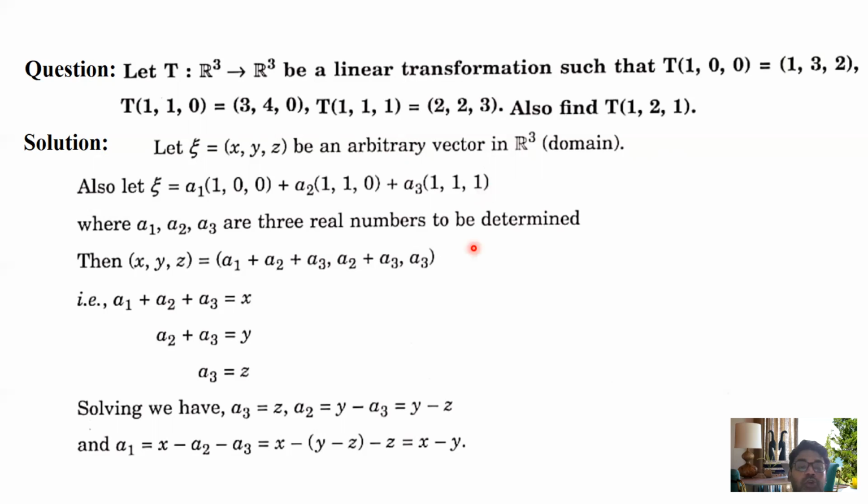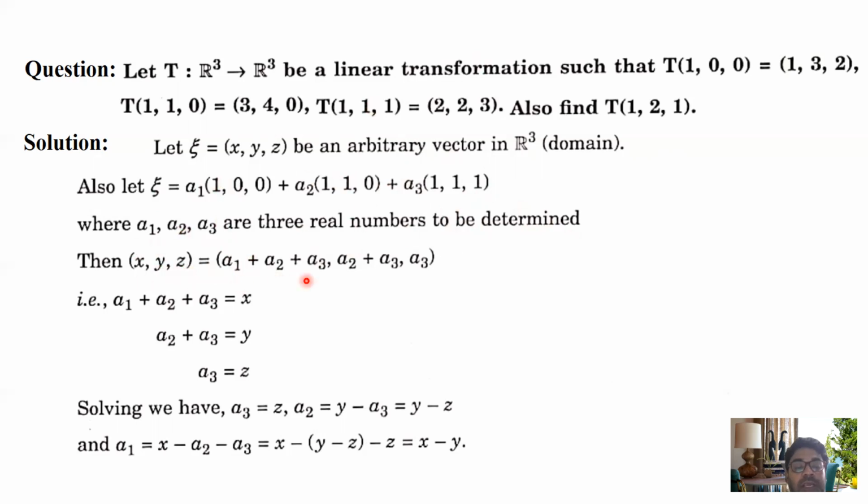But if your information is not like 100, 010, 001, then you have to proceed like this. Where A1, A2, A3 are three real numbers to be determined. So now what is zeta? Zeta is nothing but (x, y, z). So from here, if I add all together, what is left?